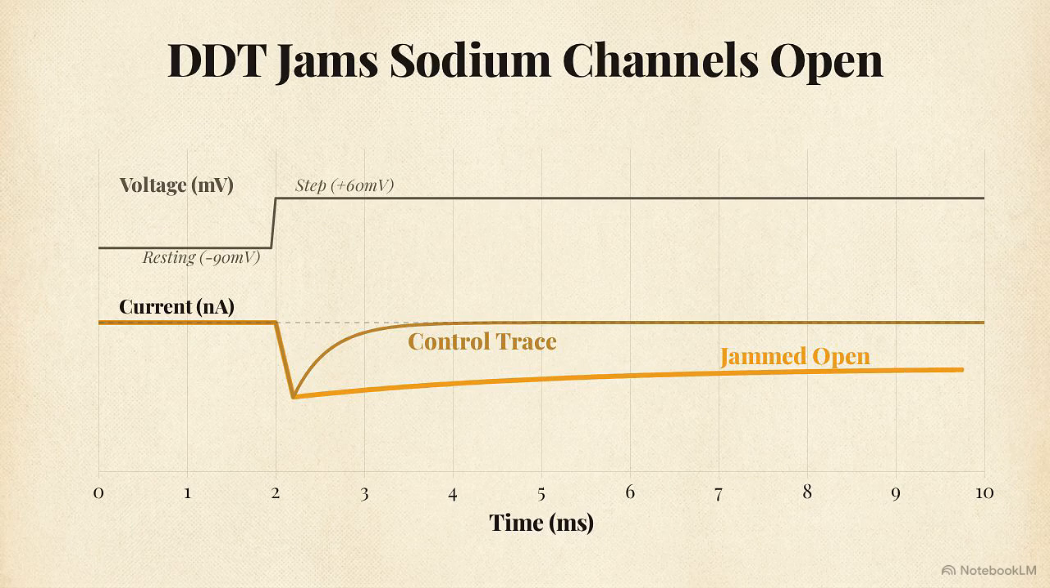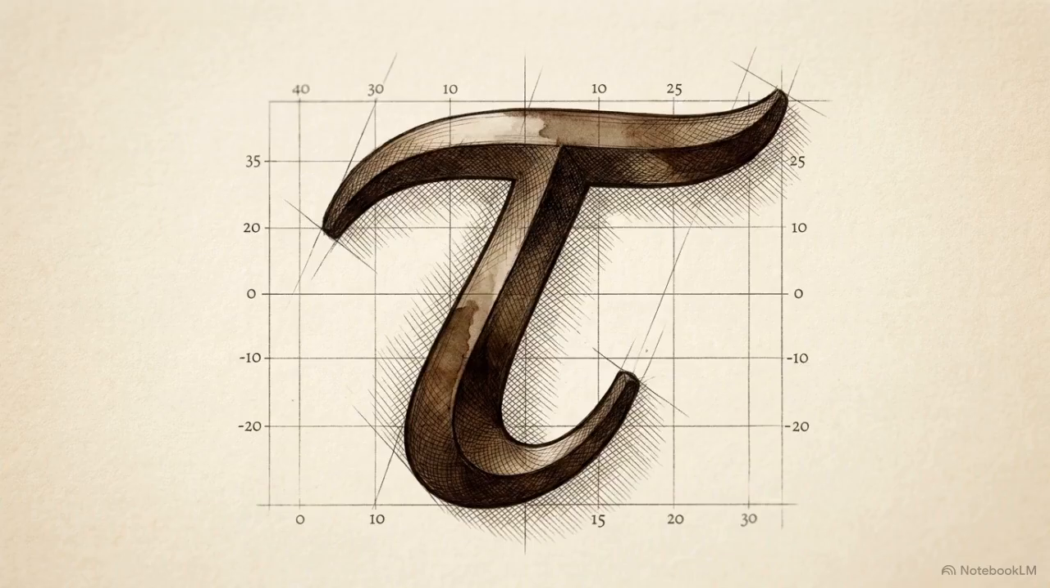Now we test a neuron bathed in DDT. The peak remains, but is followed by an elongated, flat tail. The current fails to return to baseline because channels are jammed open. This failure is quantified as a severe increase in the decay time constant, tau. A pesticide's lethality is ultimately defined by this highly specific mathematical failure of the sodium current to decay.